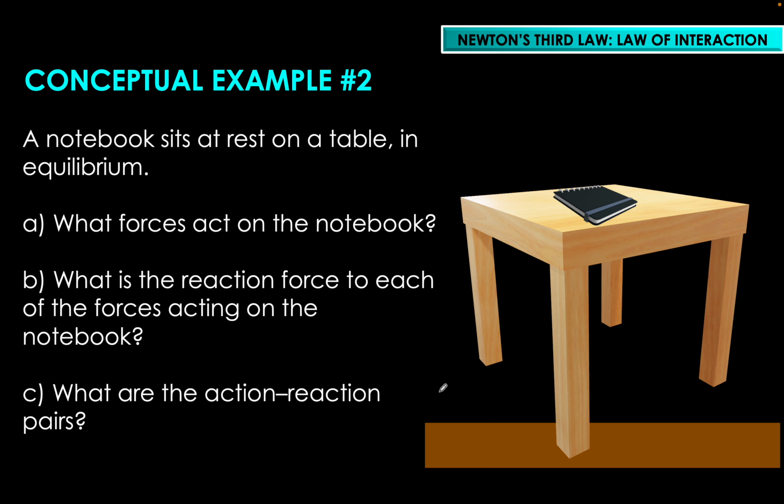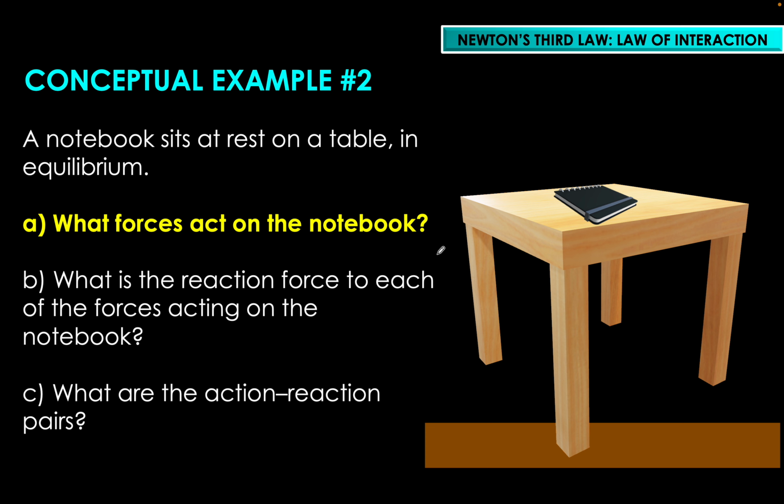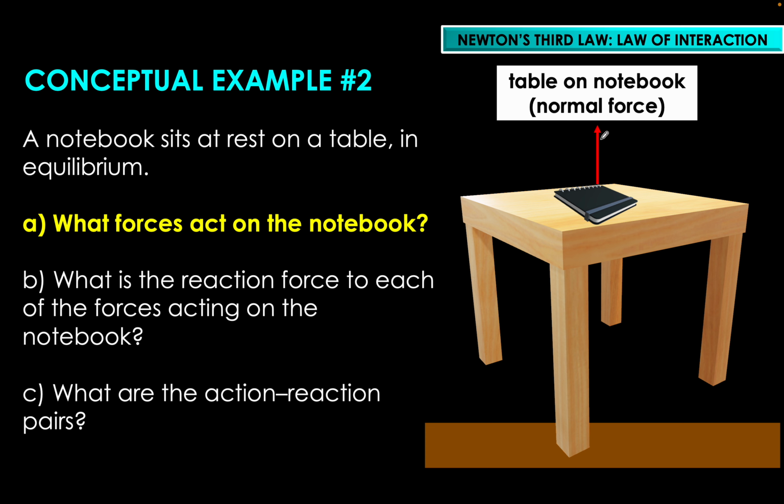There are a lot of questions, but let's deal with them one by one. So first question, what forces act on the notebook? Well, if you have a question like that, the easiest to identify would be the contact forces. So first thing, your notebook is resting on the table. So the first thing you can identify is that there is a normal force exerted by the table against the book, and that's pointing upward, right?